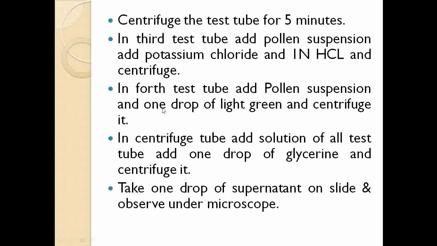The next one, in the fourth test tube, again you have to add the pollen suspension, and you have to add here one drop of light green, and once again you have to centrifuge that tube. Okay, so after performing the centrifugation of all those test tubes, you have to add one drop of glycerin there, and just collect one drop from the supernatant, put it on the slide, take a cover slip and observe under the microscope.